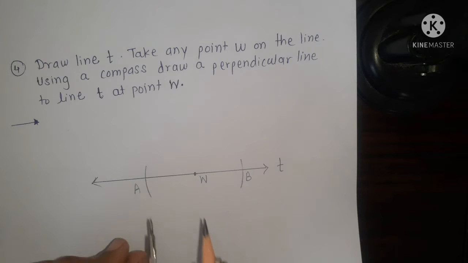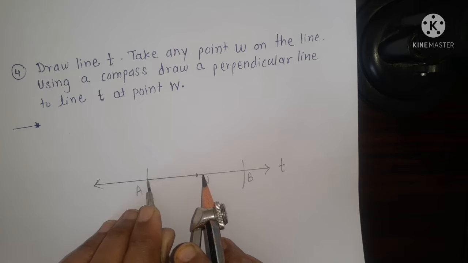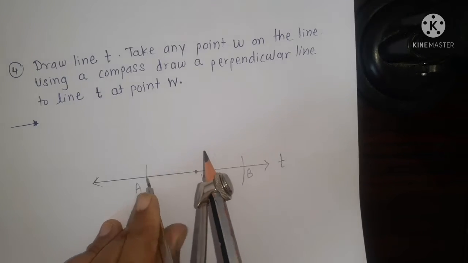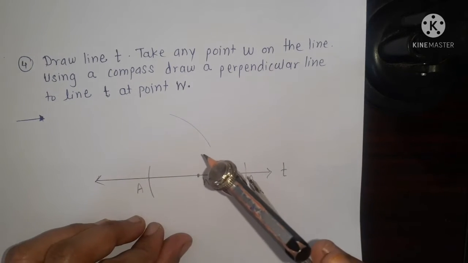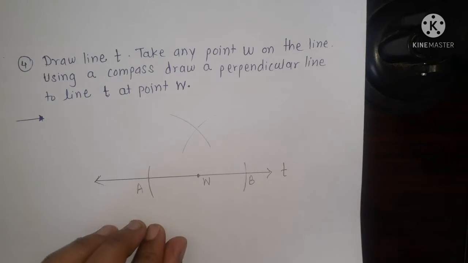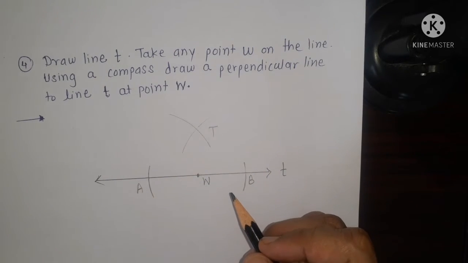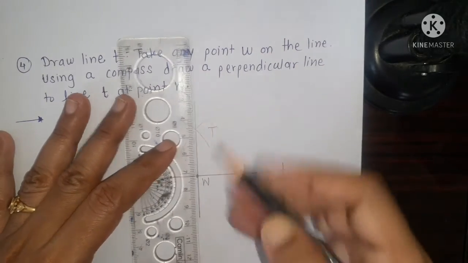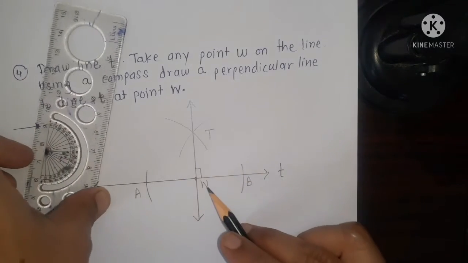Place the compass point on A and take a distance greater than half of the length between AB and draw an arc on one side of the line. Place the metal point on B and repeat this construction. We get a point T. Draw a line passing through W and T. We get a perpendicular line to the line T at point W.